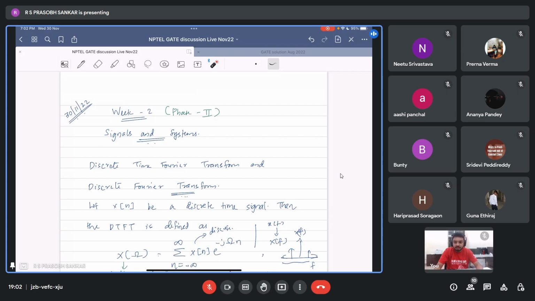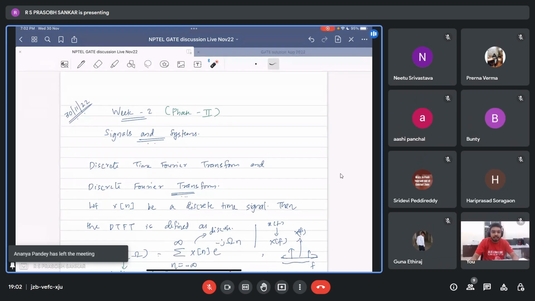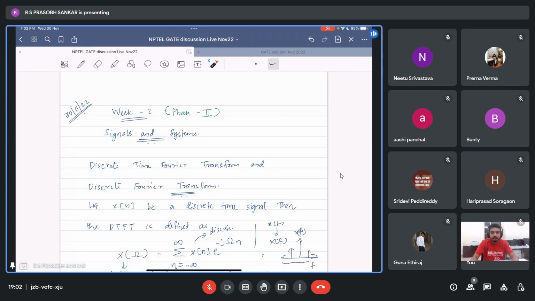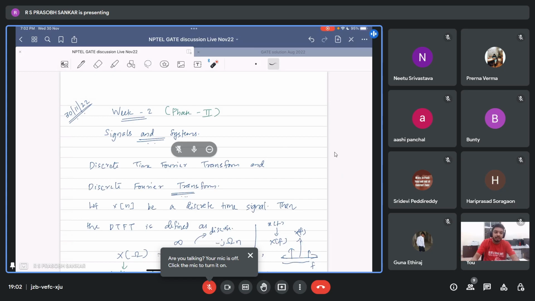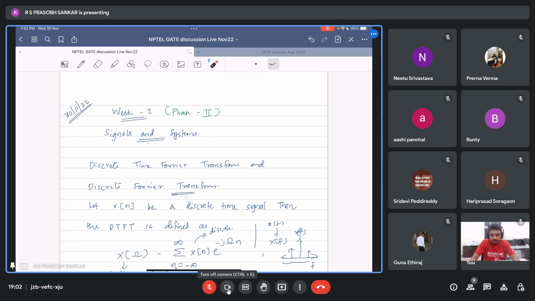So every Wednesday during this time, 7 to 8, we'll be discussing GATE solutions on signals and systems, communications, and some topics in maths. Today we'll be discussing questions on discrete-time Fourier transform and discrete Fourier transform. This is more or less a continuation of what we discussed last week. So let's start by revising the basics.